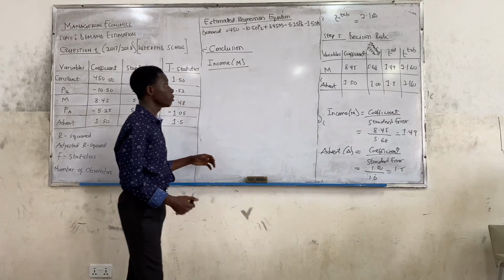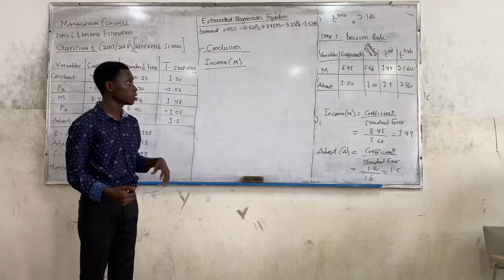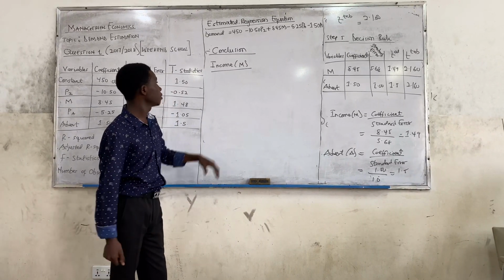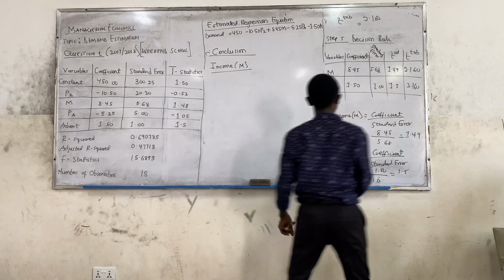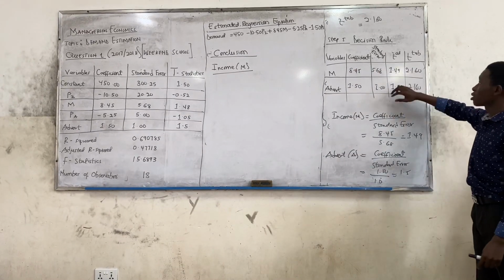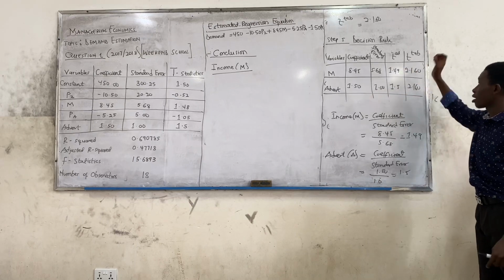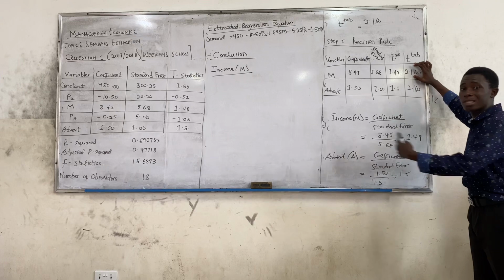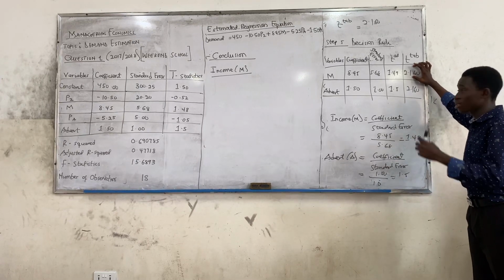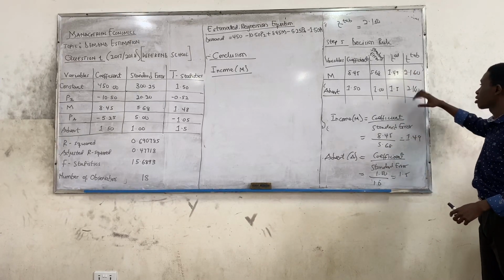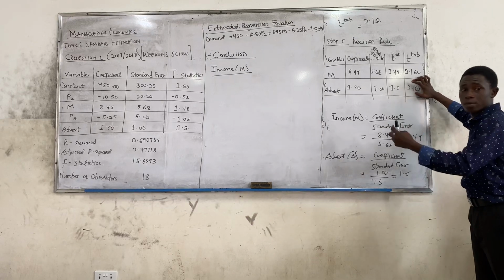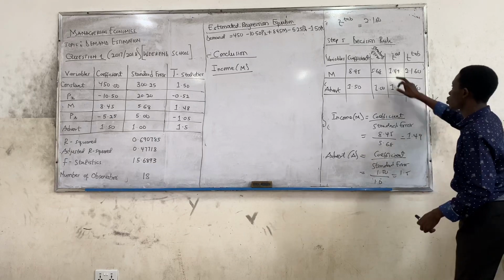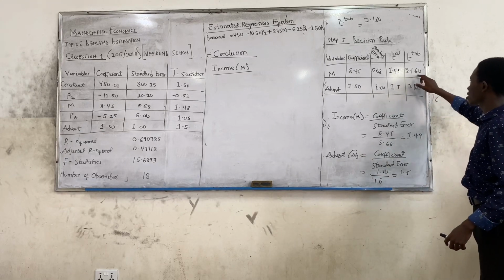So that's how you'll be able to test for the significance of income and advertising. If your T-calculated, we are dealing with the income side, is greater than your T-critical, we reject the null hypothesis, which is a false statement, making it significant. If your T-calculated is less than your T-critical, we fail to reject, which means a true statement, making it insignificant. Are you okay?